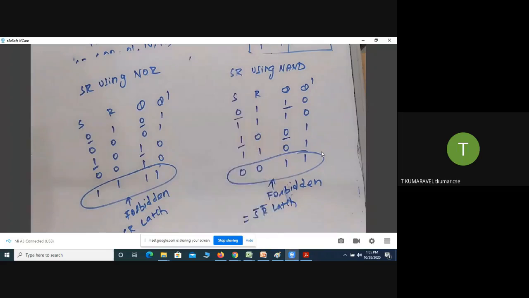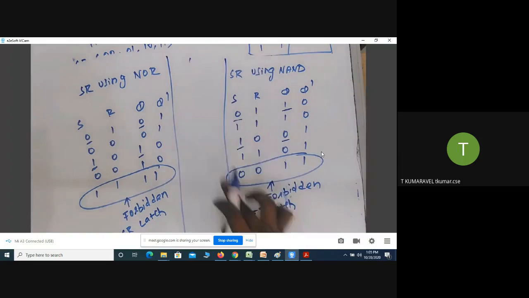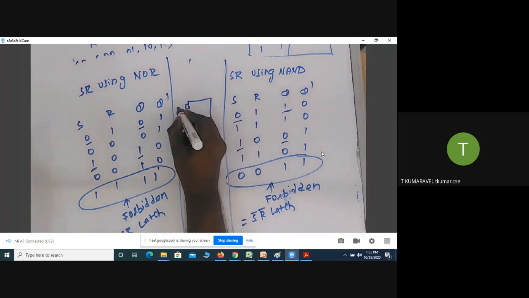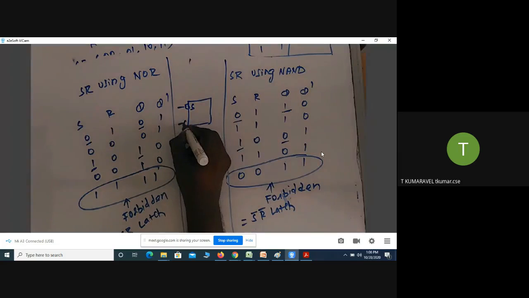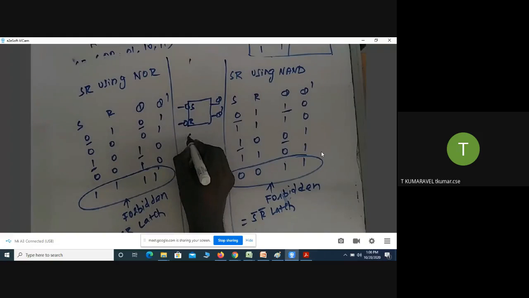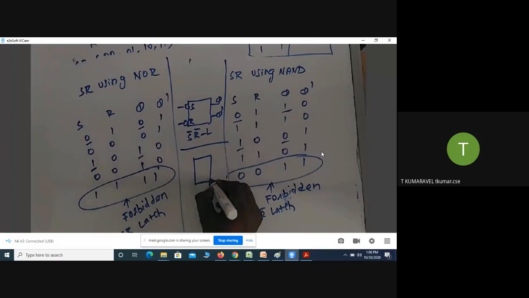How can it be represented in diagram format? Here one bubble is there, here also one bubble is there. This is called R. This is output Q bar. This is called an S bar R bar latch. Whereas in the SR latch, it should appear without those bubbles. This is called Q, this is called Q bar. This is called an SR latch.